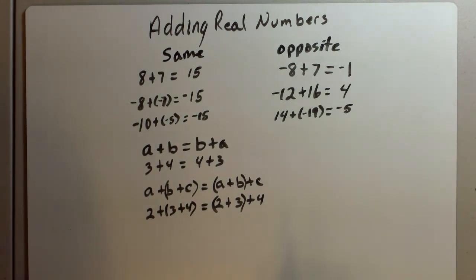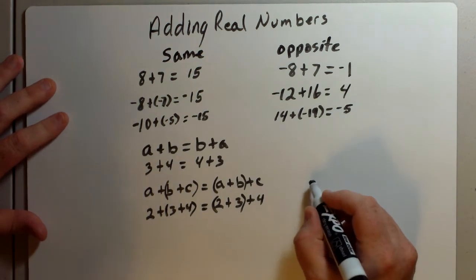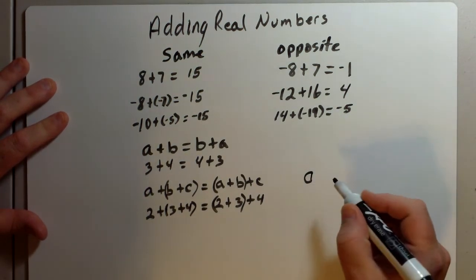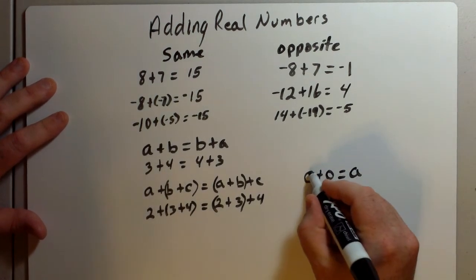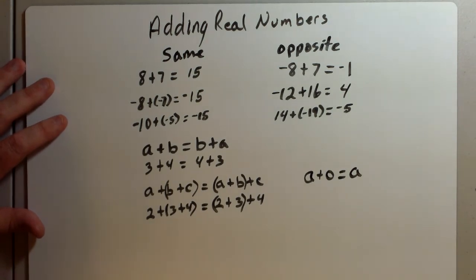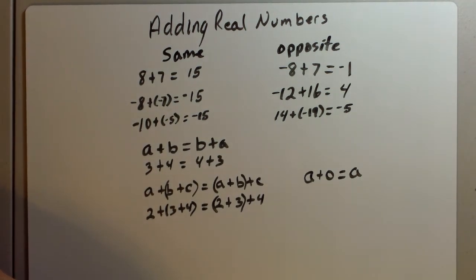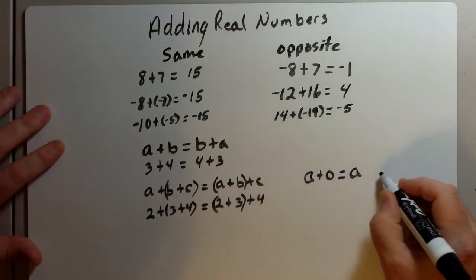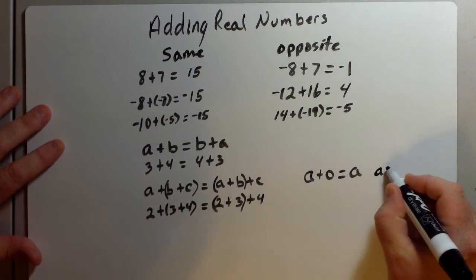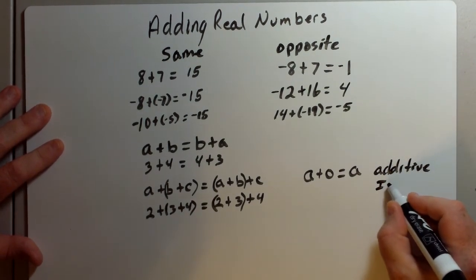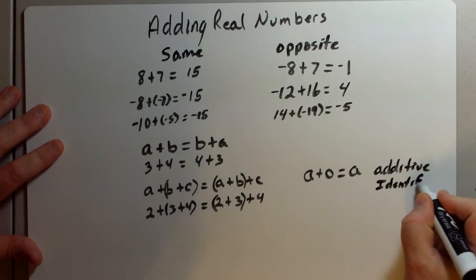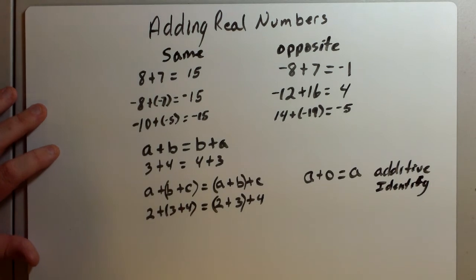We've got two more properties. One's called the identity property, and that's a really easy one. And that's called a plus 0 equals a. So basically, any number plus 0 equals itself. That's the identity property. It's also called the additive identity. So you might want to write that one down. It's also referred to as additive identity. So it's the identity property for addition.